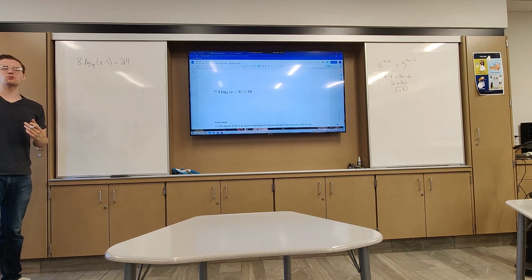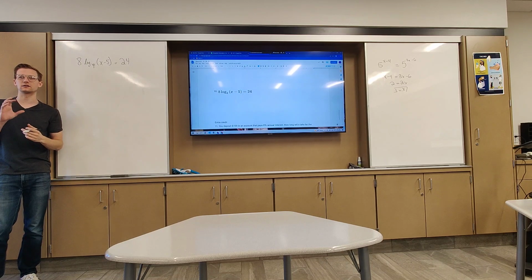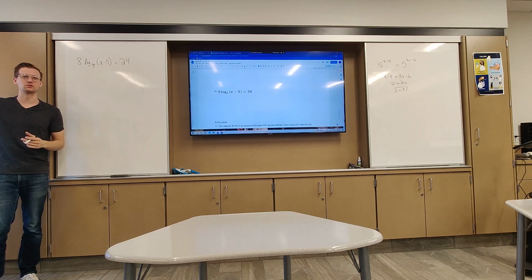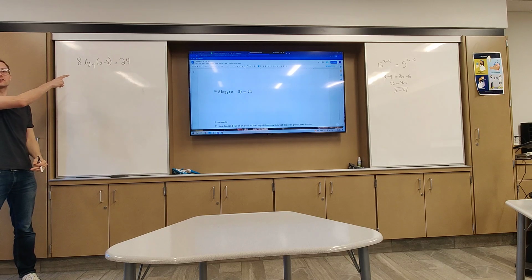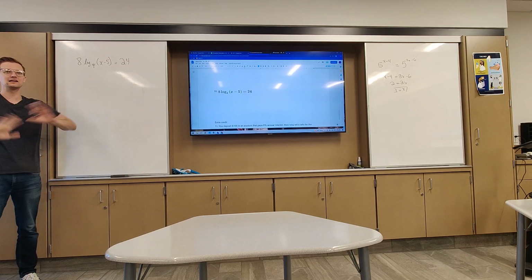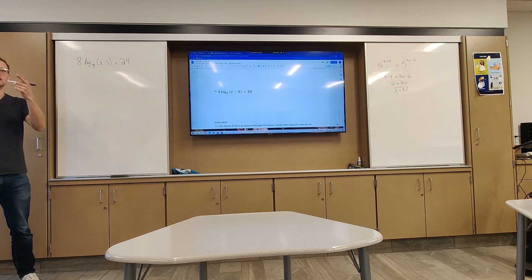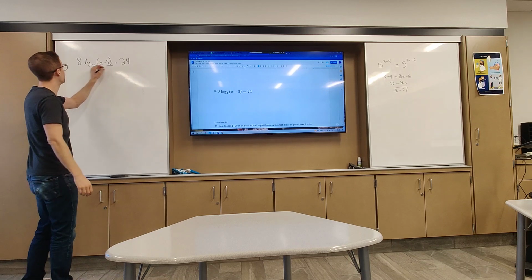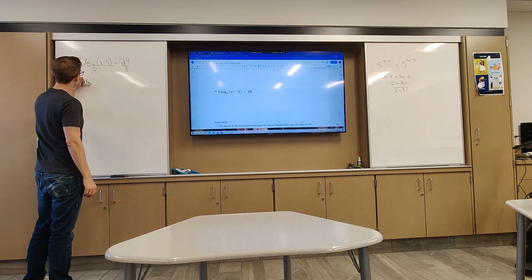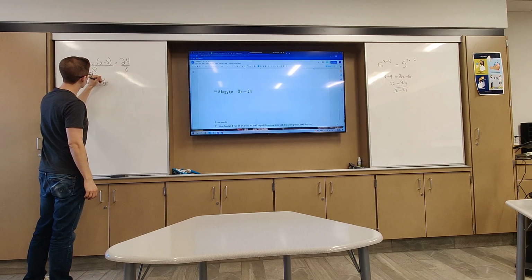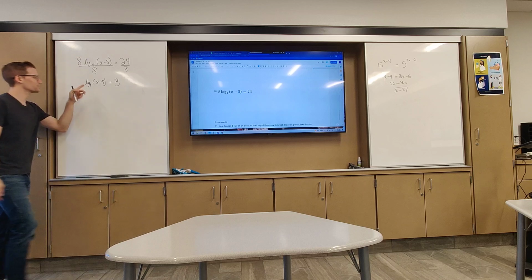Remember when we were trying to solve for, like, whenever we had a square root? The first thing we had to do is isolate the square root, right? So that we could apply the inverse function. So before we can apply the inverse function of the log function, we have to isolate the log. So to isolate the log function, we divide both sides by 8, and we'll get log base 4 of x minus 5 equals 3.